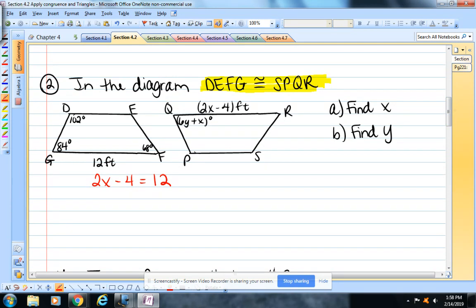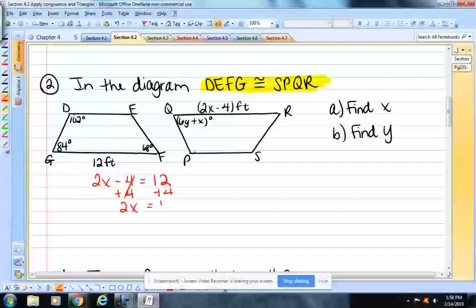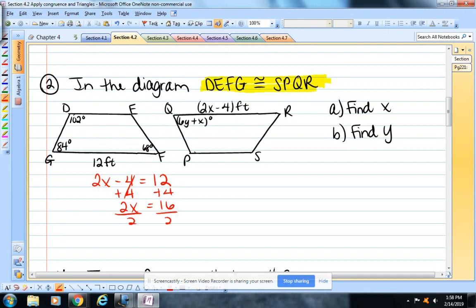All right, so how do I solve that for x? Add 4. So 2x equals 16, divide by 2, and x equals what? 8. So anywhere I see an x, I can put an 8. So this 6y plus x, I can call that 6y plus 8. Right? Now I can use that to solve for y.